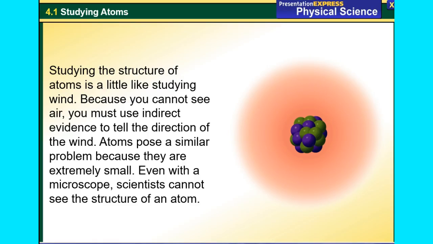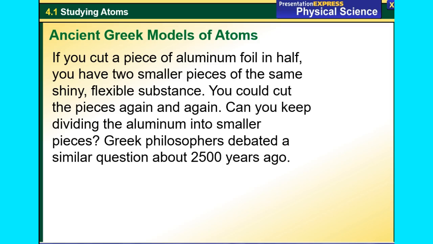Studying the structure of atoms is a little like studying wind. Because you cannot see air, you must use indirect evidence to tell the direction of the wind. Atoms pose a similar problem because they are extremely small. Even with a microscope, scientists cannot see the structure of an atom.